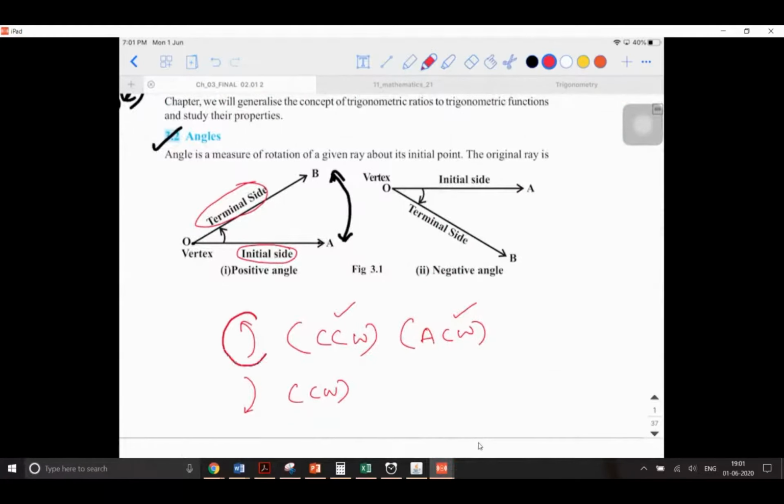I told you what is counterclockwise and what is clockwise, right? So throughout your mathematics and physics, any angle which is measured in the counterclockwise direction is always positive. Have this in your mind. Any angle which is measured in the clockwise direction is always negative. If you ask me, that is a universally followed notation. That's it. It is positive, it is negative.